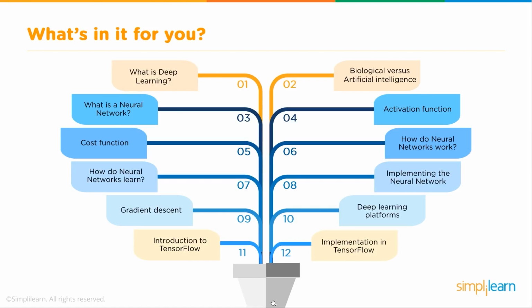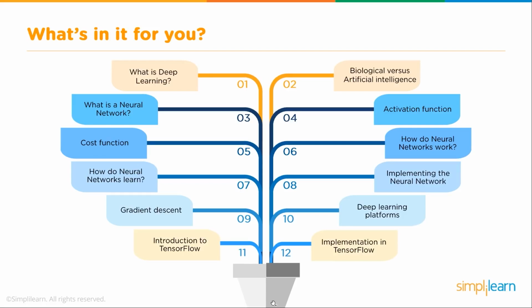What's in it for you? We're going to cover what is deep learning. We're going to take a look at the biological versus artificial intelligence. What is a neural network, the activation function in a neural network, and the cost function, and how do neural networks work? How do neural networks learn? So you'll see a switch right there. We just went from how they're working, the math in the background, to exactly how they're learning.